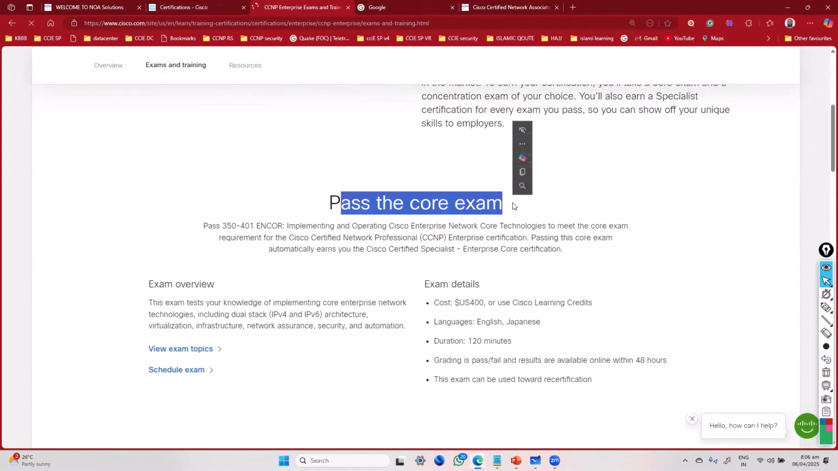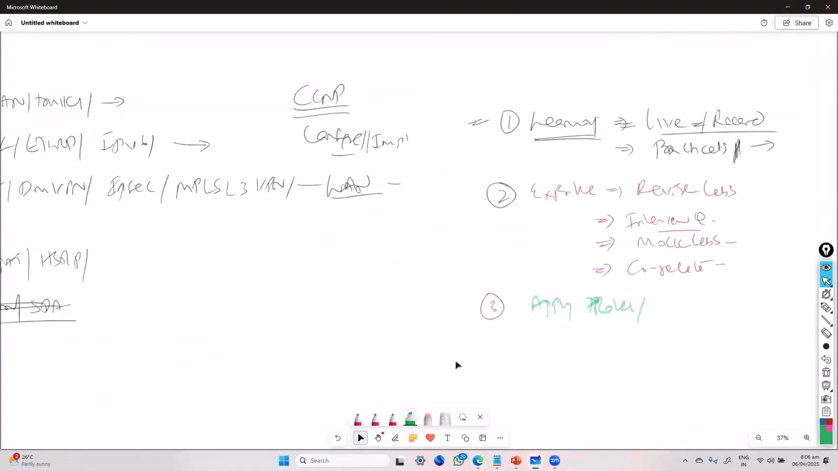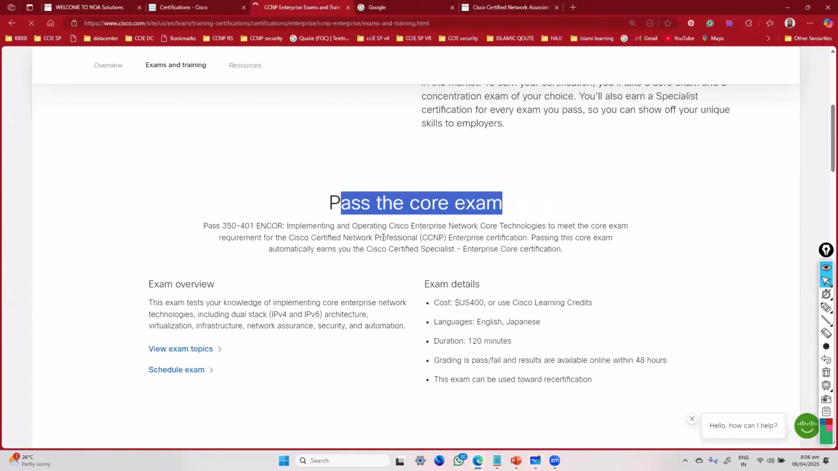So the core exam, now CCNP certification is divided into two modules. You have any CCNP, not just Enterprise. So CCNP divides into two modules. One is the core exam and the other is the concentration exams. The core exam is generally the core exam.